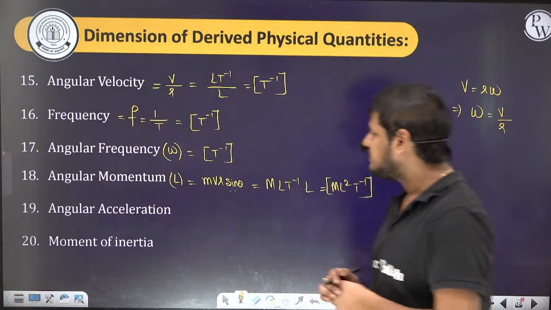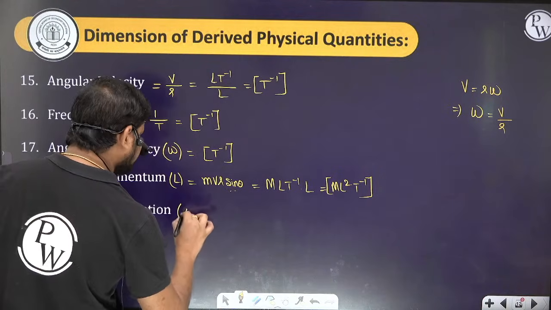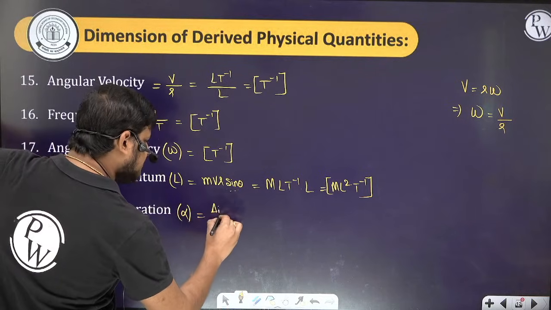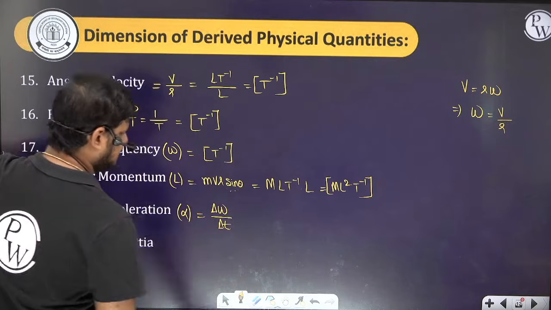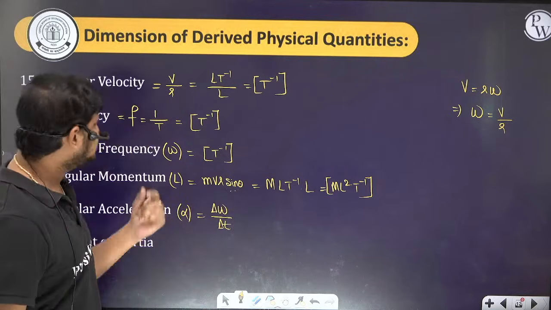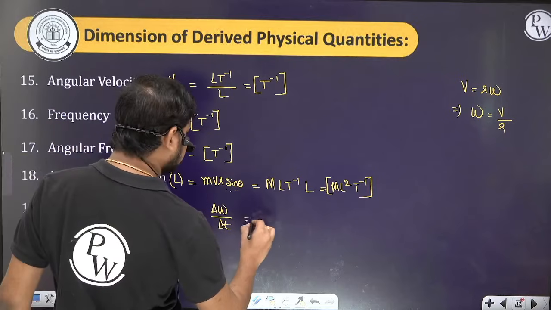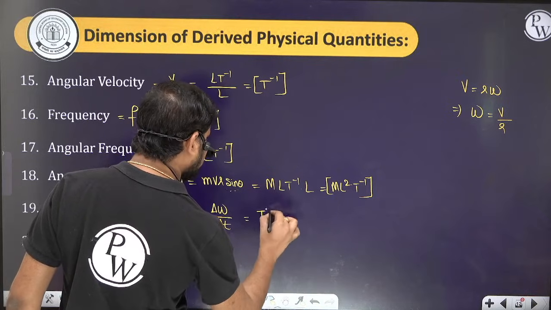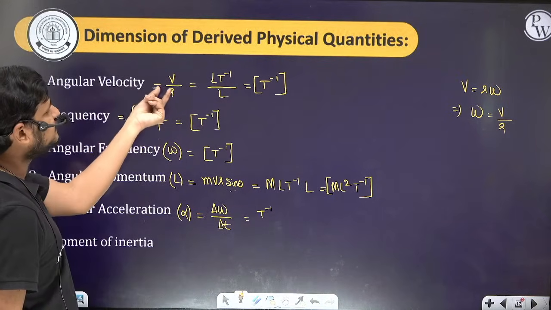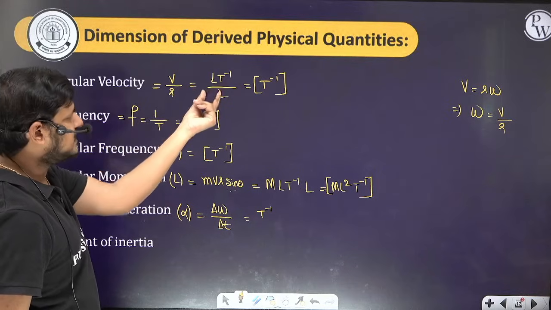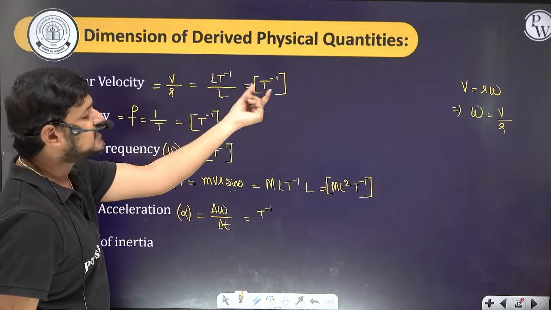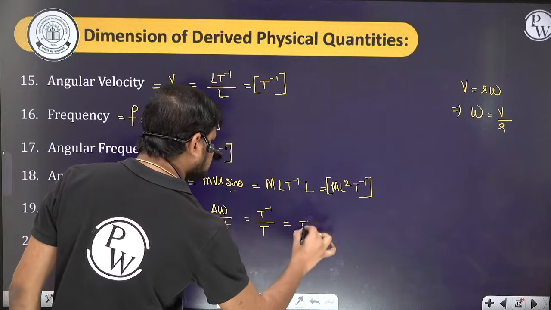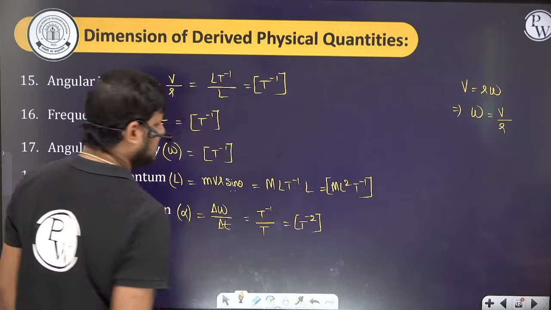Clear? Similarly, the angular acceleration, which is denoted by alpha, is the change in angular velocity by change in time. So what is the angular velocity dimension? T to the power minus 1. We already wrote this, omega is equal to v by r. V is L t to the power minus 1 by r, so r is L. L cancels, t to the power minus 1 we got. Then by time is t, so it goes up and becomes t to the power minus 2.